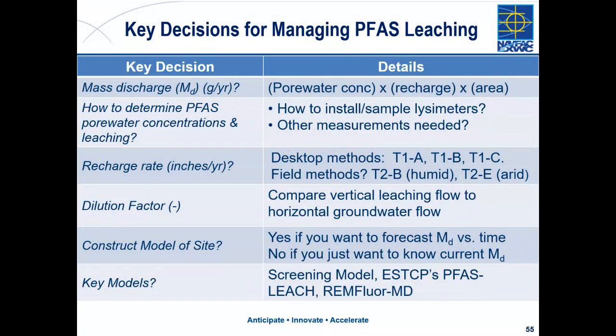And I'm just repeating that one from before. Some of our key themes is you got to get the grams per year: pore water concentration times recharge times some sort of area. And then Charles, how do you get these PFAS pore water concentrations? What's your recommended approach? Yeah, my recommended approach is really a multi-tool approach. I think we take advantage of the field-based porous cup suction lysimeters, but then you also use some of these bench scale leaching methods or bench scale pore water sampling methods.